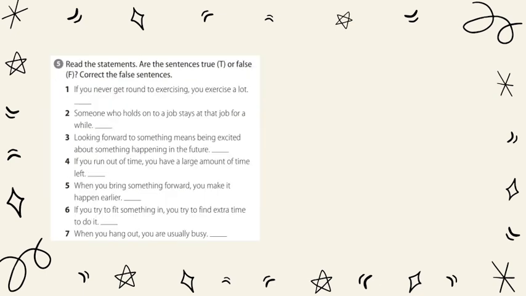Now let's look at exercise number 5. Read the statements. Are the sentences true, T, or false, F? Correct the false sentences. The first one says, if you never get round to exercising, you exercise a lot. That is false. The correction would be, if you never get round to exercising, you never exercise.